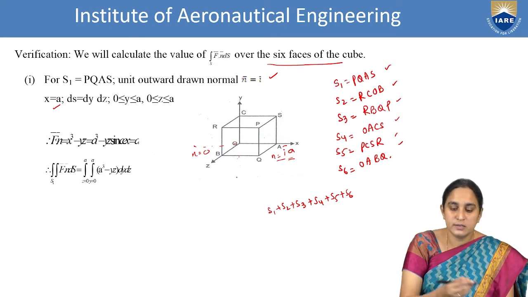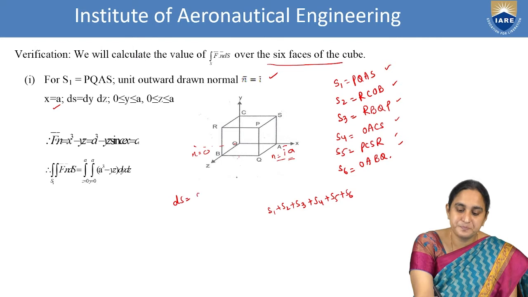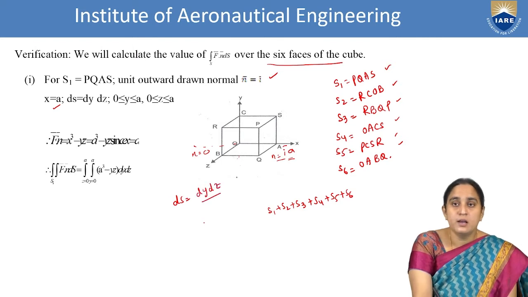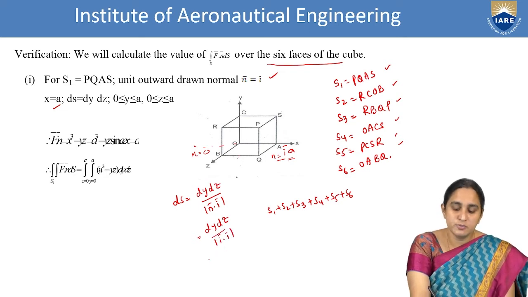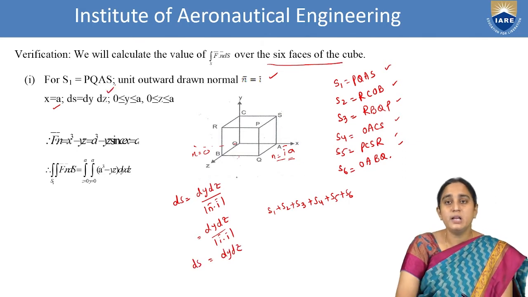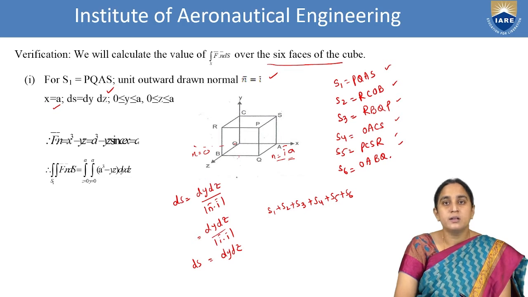Here ds is equal to dy dz by modulus of n bar dot i bar. Right, so dy dz by modulus of i bar dot i bar. The i bar dot i bar value is how much? 1. That's why we can directly consider ds is equal to dy dz. We are calculating the surface integral on the yz plane, so we can take the limits on y and z. The limits on y are 0 to a, and the z limits are also 0 to a.